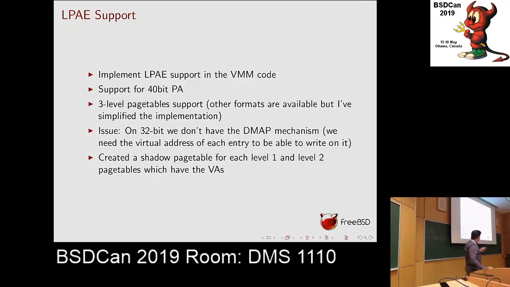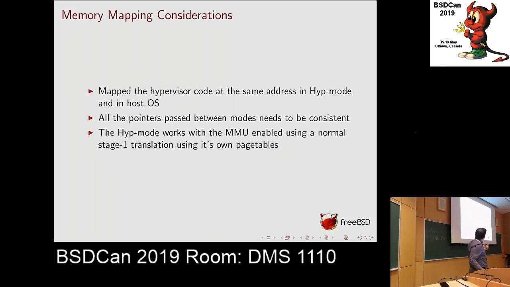And we also need this for level 1 and level 2. Okay, some memory mapping considerations. We mapped the hypervisor code at the same address in hypervisor mode and in the host OS. So we have FreeBSD, and we have the hypervisor. Both of them have mappings from the same virtual address to the same physical address. Why? Because when we are doing a VMM call, we are sending addresses of the functions, and this has to be consistent between the hypervisor and the host OS.